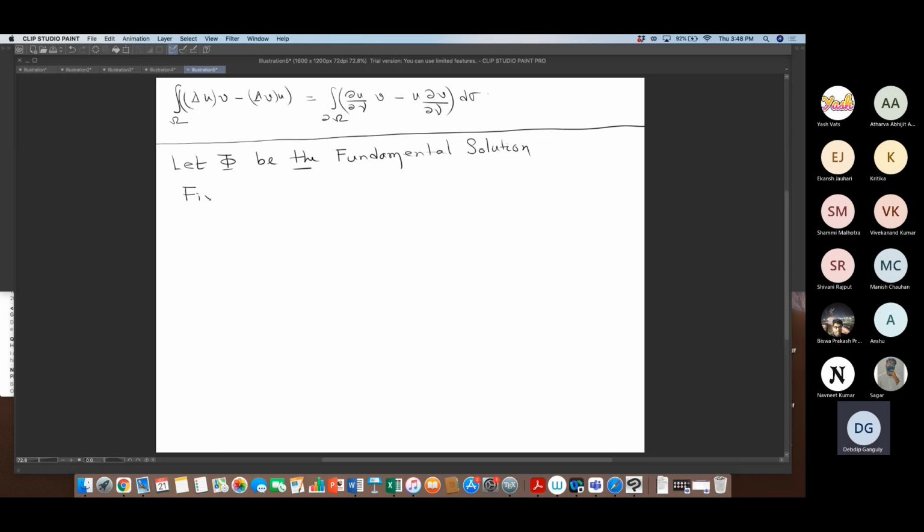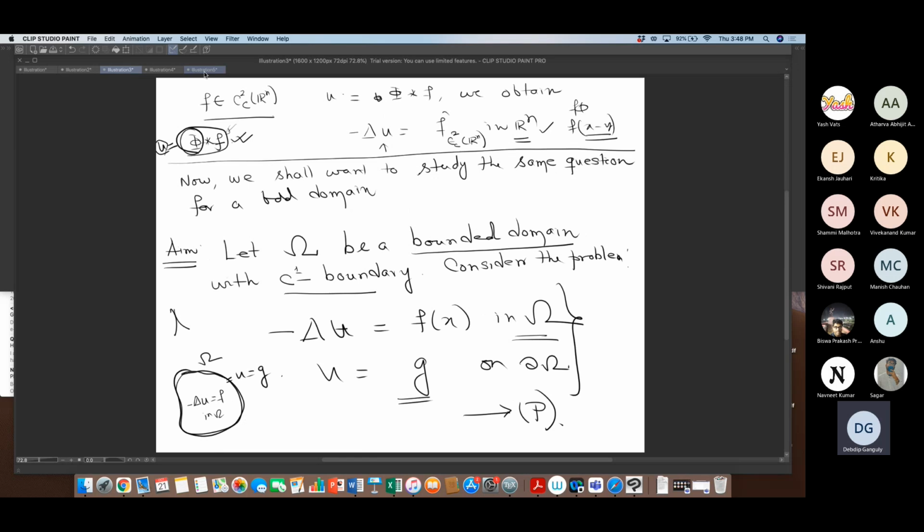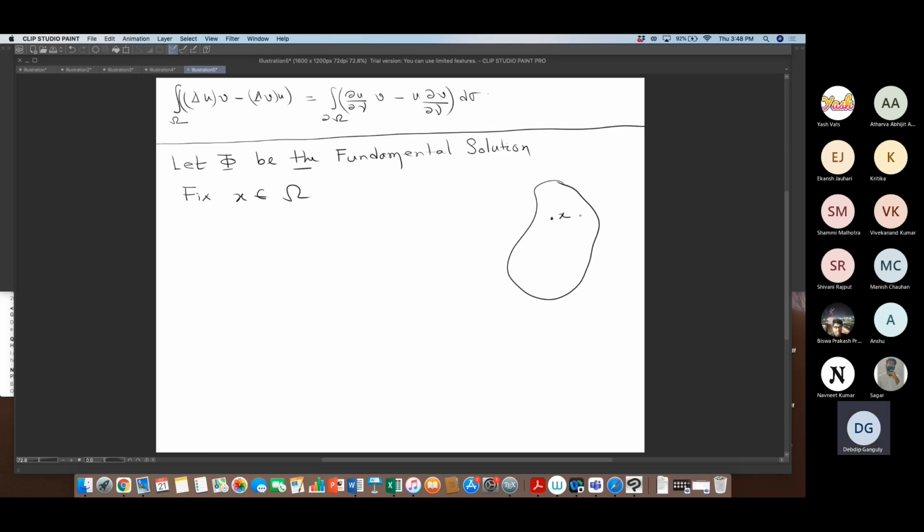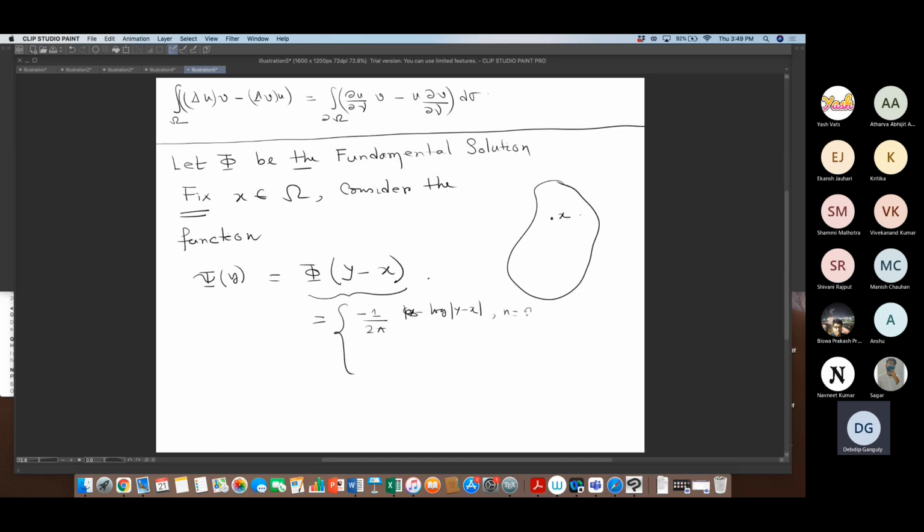Fix some x in omega. So this is your omega. Omega means you want to solve this problem, right? You fix some x here. Okay? Fix some x. Consider the function psi of y is phi of y minus x. Now tell me how this function will look like, because you know explicitly this is minus 1 by 2 pi log of mod y minus x, because this is for n equal to 2, and some constant times mod y minus x to the power 2 minus n for n greater than or equal to 3. Yes or no?